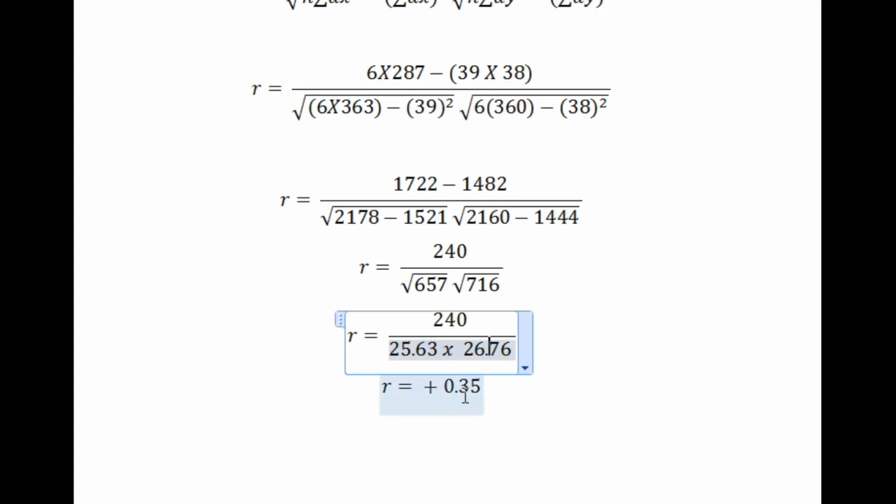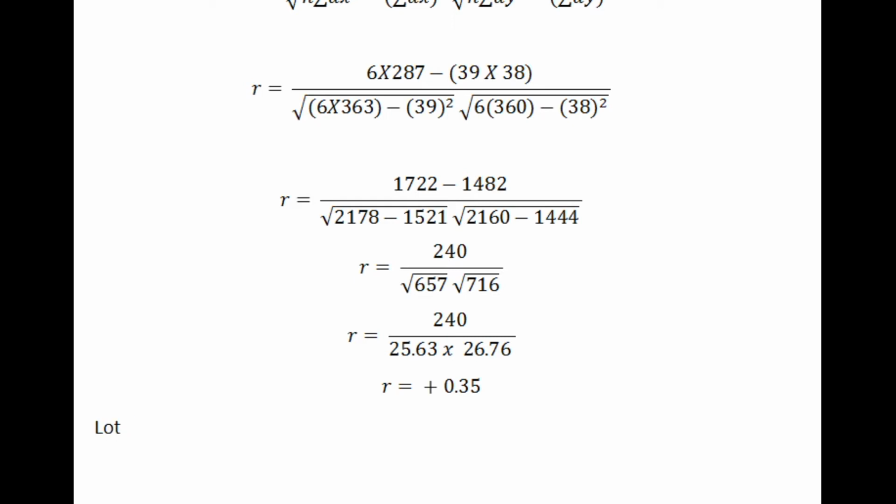Then how did I do this one? 240 is divided by this number first. Whatever value comes, divide by 26.76 once again. Then you will get 0.34, that is plus, right? If you take that value, this 0.35 comes in the low degree correlation.